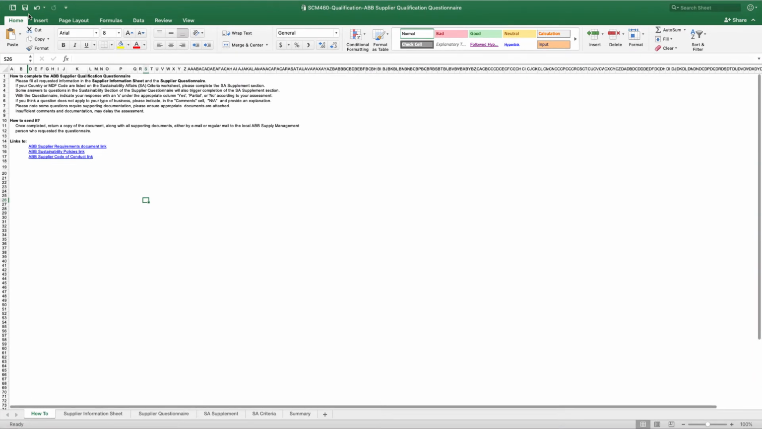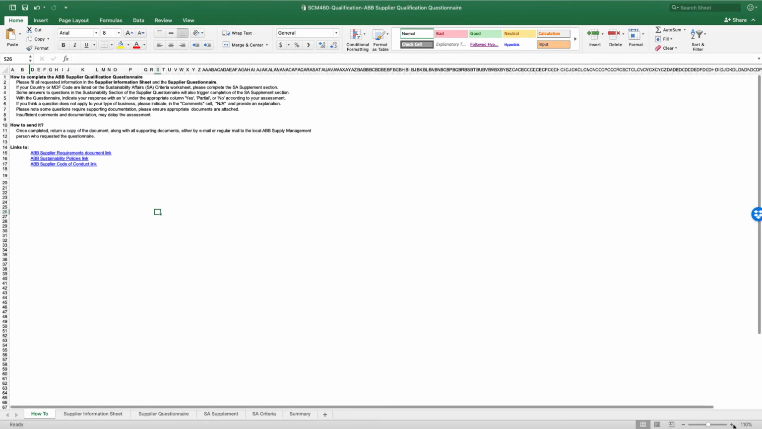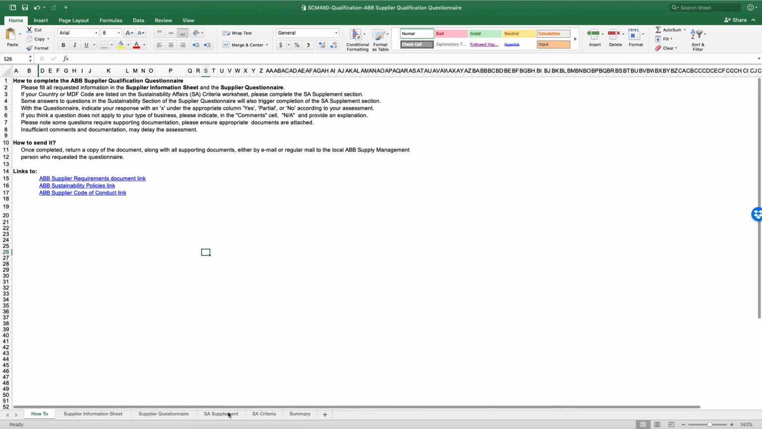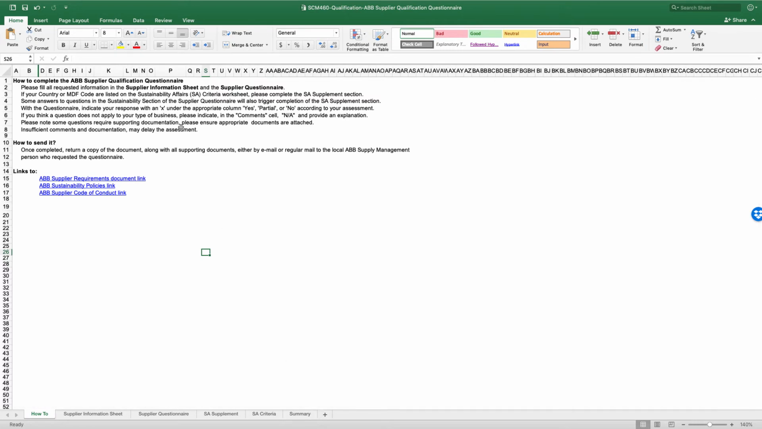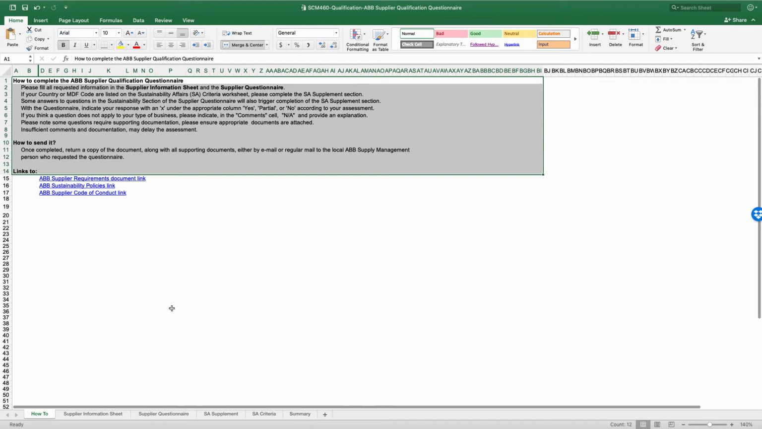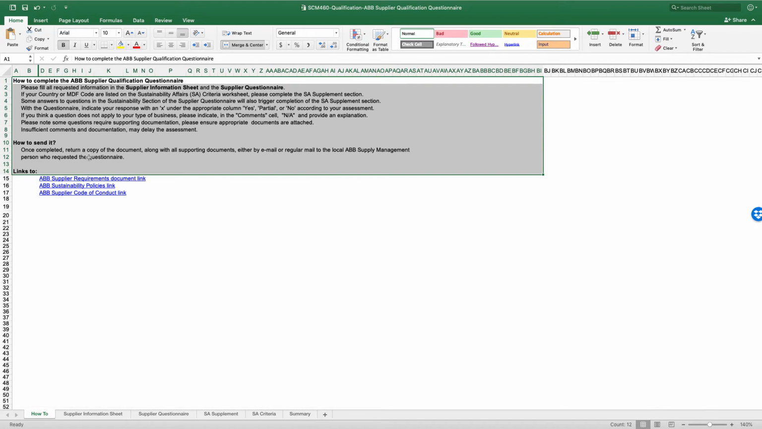So we have analyzed the process. You see that the supplier qualification questionnaire of ABB is made of four parts. First, the supplier is given the instructions about how to fill the questionnaire. So you need to fill this information sheet, and then once completed, return a copy of the document along with those supporting documents by email or to the local supply chain management person.